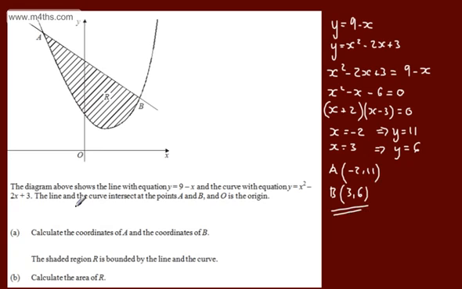Okay, we now need to find the area of the shaded region R. We've got two different methods that we can use. I'm going to run through both of them. The first one is to find the area of a trapezium and then consider the area under the curve. So the first method is to draw a trapezium.